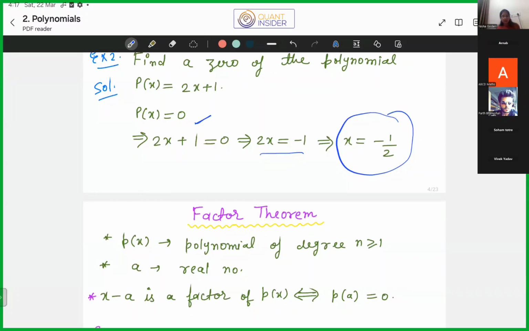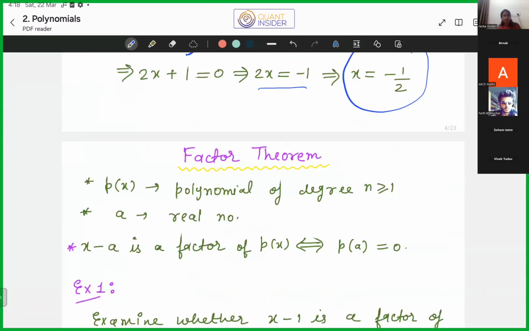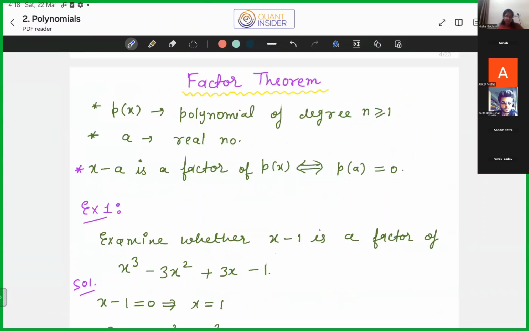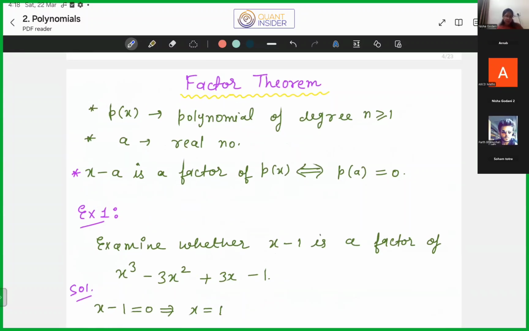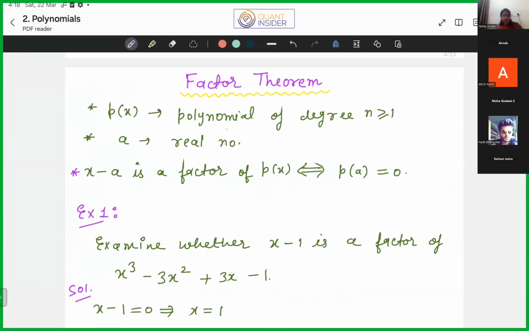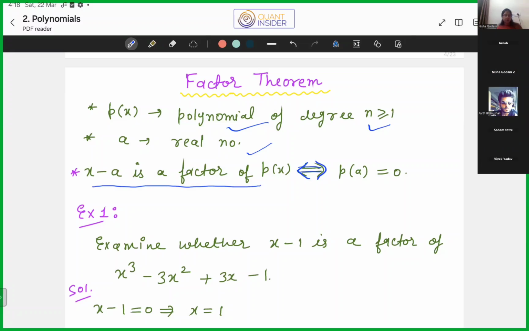So let's come to the factor theorem. It is very, very important. So according to this factor theorem, what does it say? If p(x) is a polynomial of degree n, which is greater than or equal to 1, and a is any real number, then x minus a is a factor of p(x) if and only if p(a) is 0. I have drawn this arrow on both sides, meaning this result is true both ways.